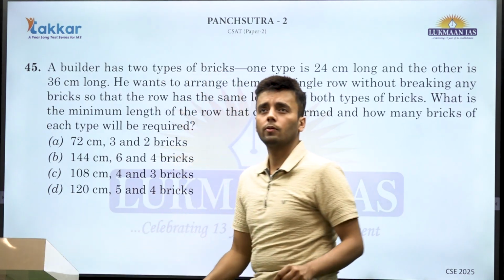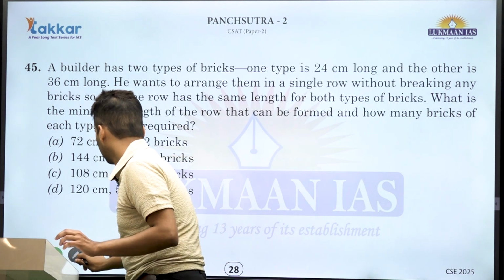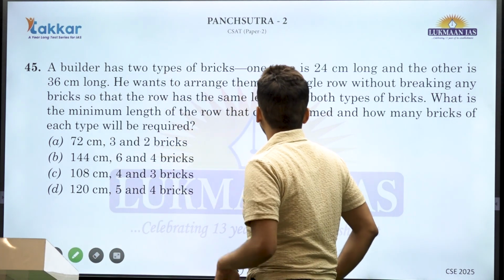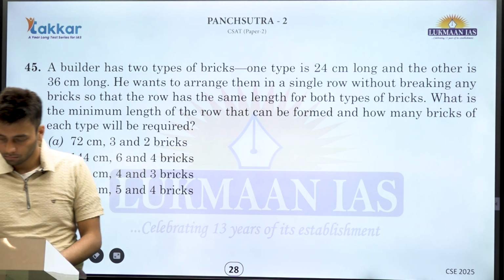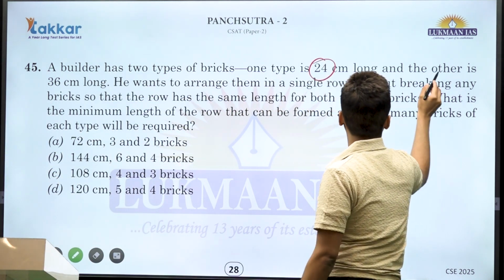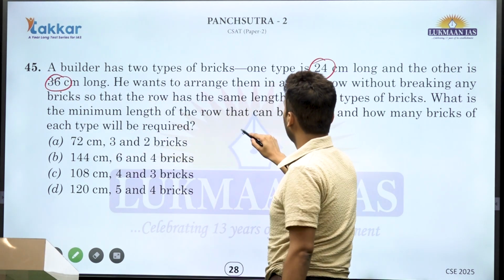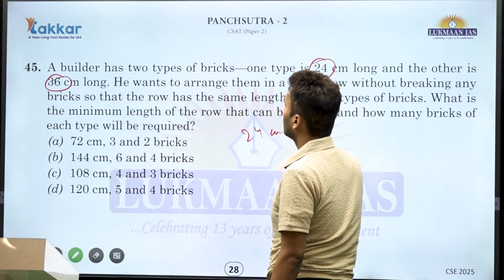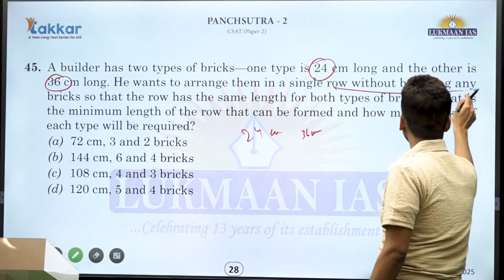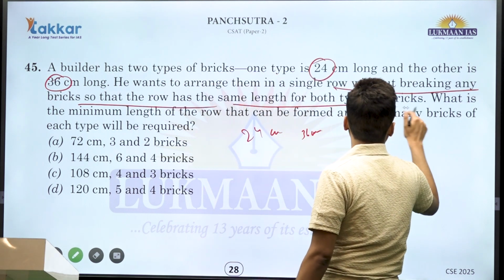Now let's move on to another question, the 45th one. A builder has two types of bricks. One is 24 centimeter and the other is 36 centimeter long. So we are given two dimensions, 24 centimeter and 36 centimeter long. He wants to arrange them in a single row without breaking any bricks so that the row has the same length of both types of bricks.